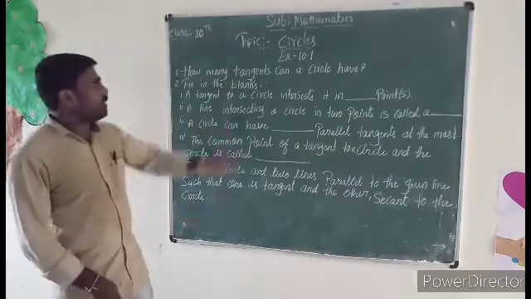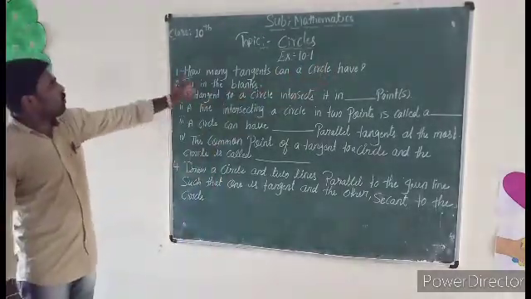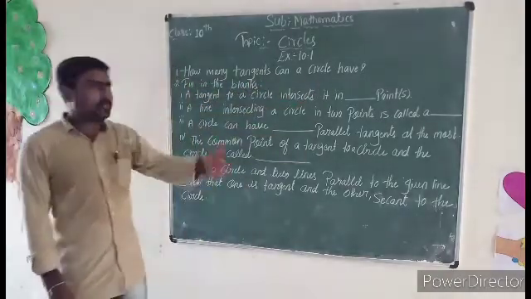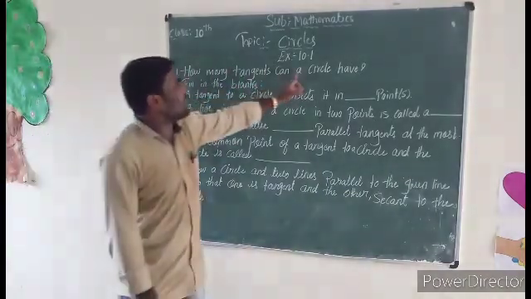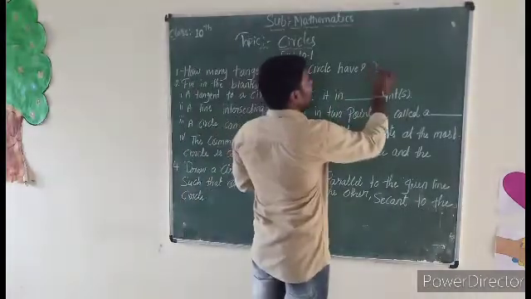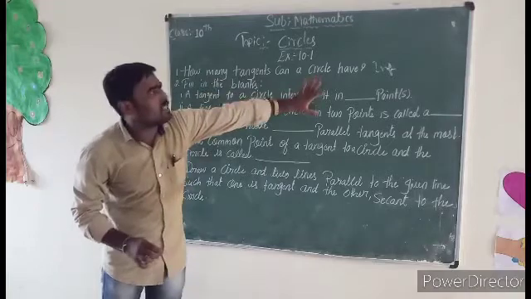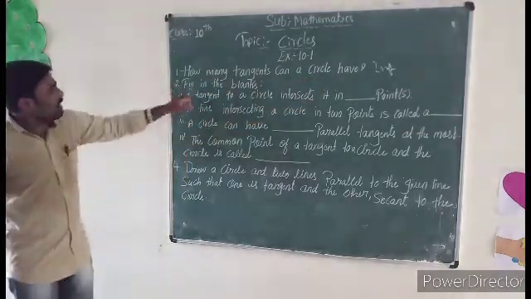So here, student, exercise 10.1. First one: how many tangents can a circle have? I already explained this in the properties. So what is the answer? Infinity. A circle can have infinitely many tangents. Next, second one, fill in the blanks.